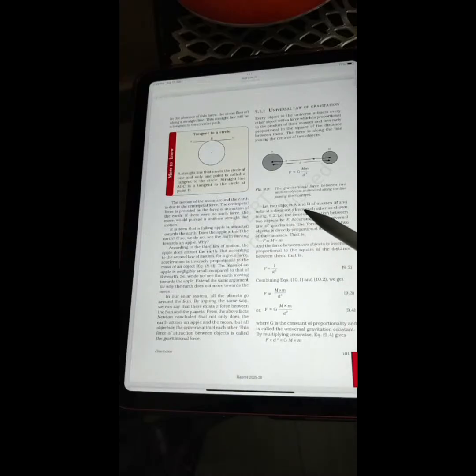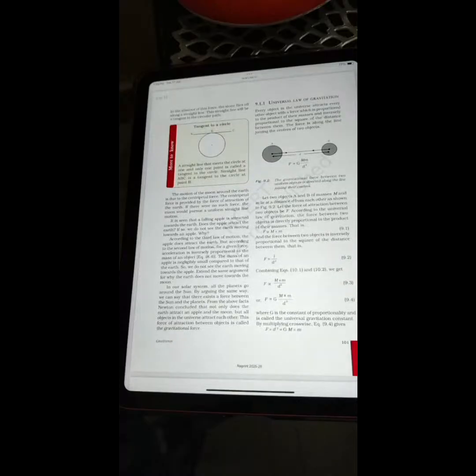Let two objects A and B of masses capital M and small m lie at a distance small d from each other as shown in figure 9.2. Let the force of attraction between two objects be capital F. According to the universal law of gravitation, the force between two objects is directly proportional to the product of their masses. That is, F is directly proportional to capital M into small m, and the force between two objects is inversely proportional to the square of the distance between them. So that is, F is proportional to 1 by d square.